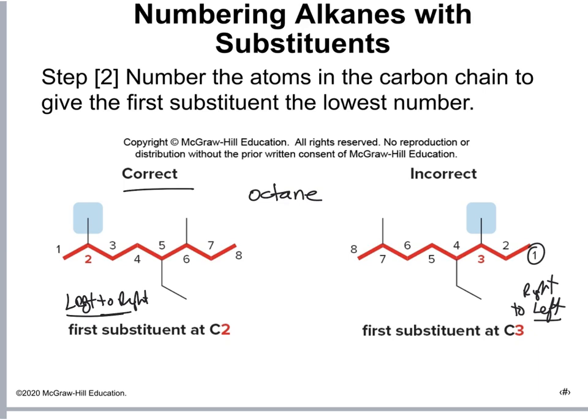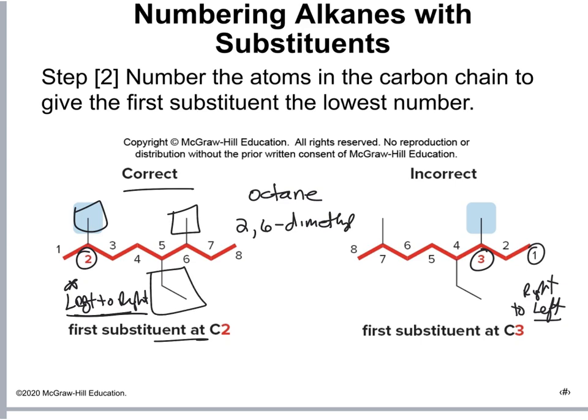And the correct way is to give the first substituent the lowest number. So this gives it a 2. It's really the set of substituents. And the first substituent here is a 3. So we're going to do left to right. And so then this would be 2, that's a methyl, and that's a methyl. So 2,6-dimethyl. And then this is an ethyl, 5-ethyl. And then you'll put these together.